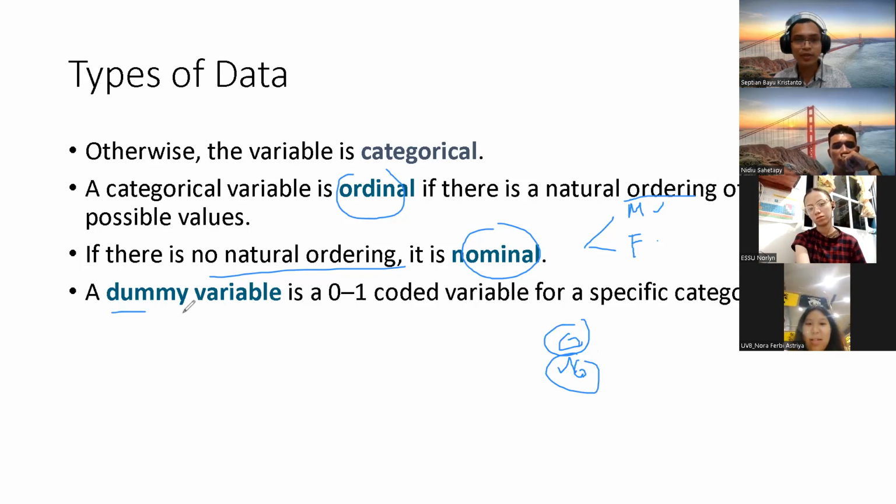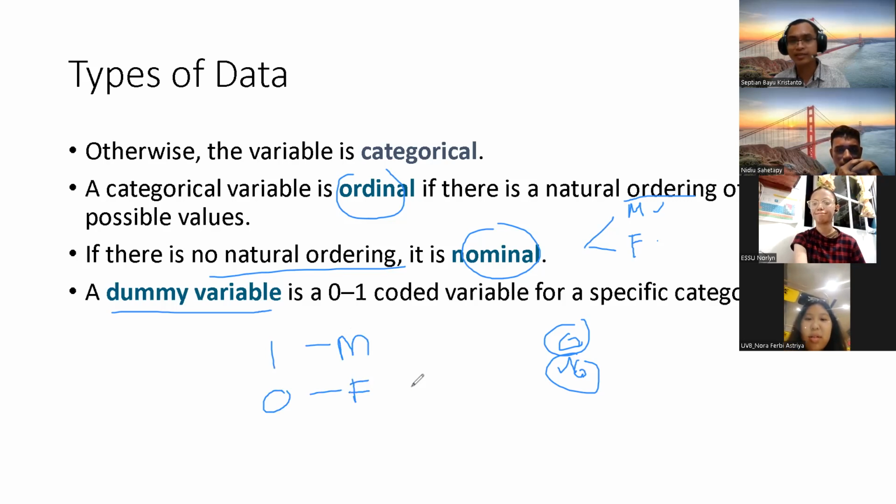Sometimes we can find a category like the dummy variables. A dummy variable is a variable we exclusively code with 0 and 1. Maybe we code 1 for male and 0 for female, or otherwise. But this is only for the coding, because the dummy variable only has two kinds of codes. You can make 1 and 0, or maybe 1 and 2, or 3 and 4. It's up to you, but only two options, or we call it the binomial.